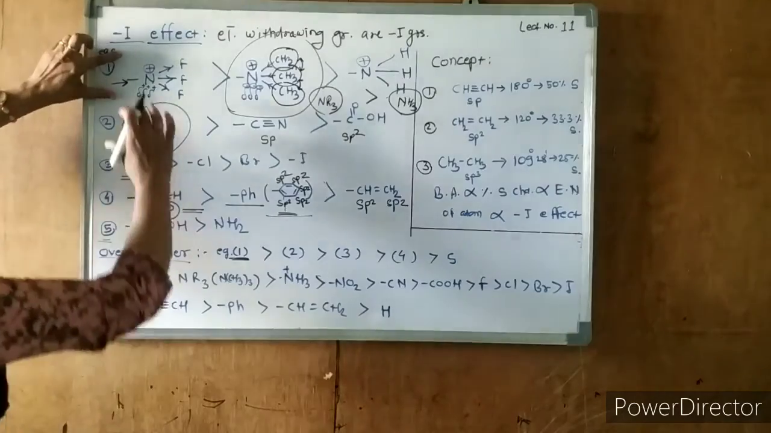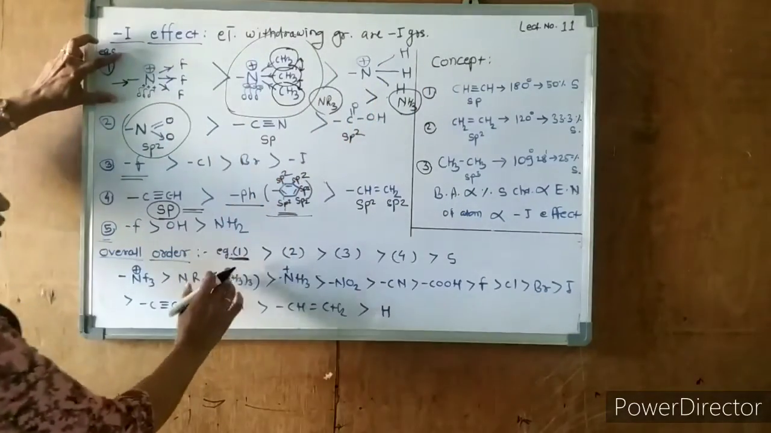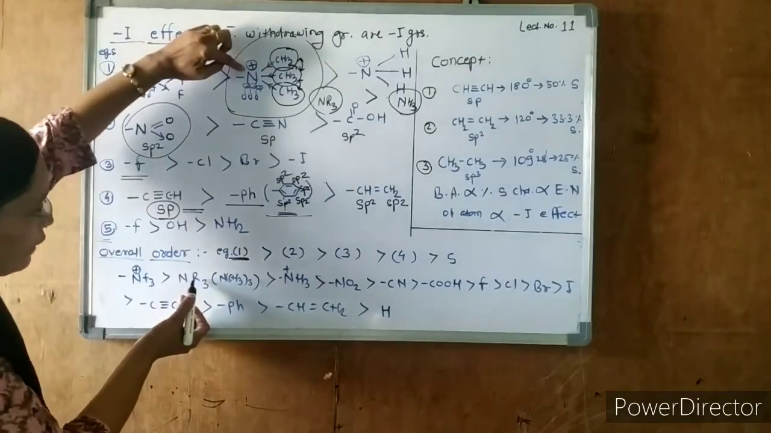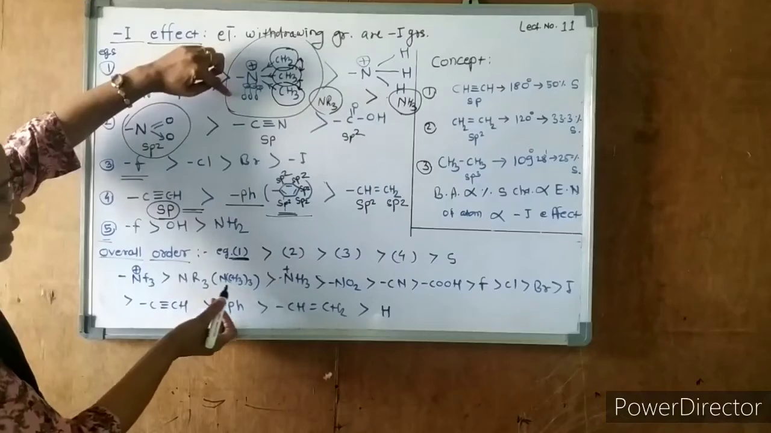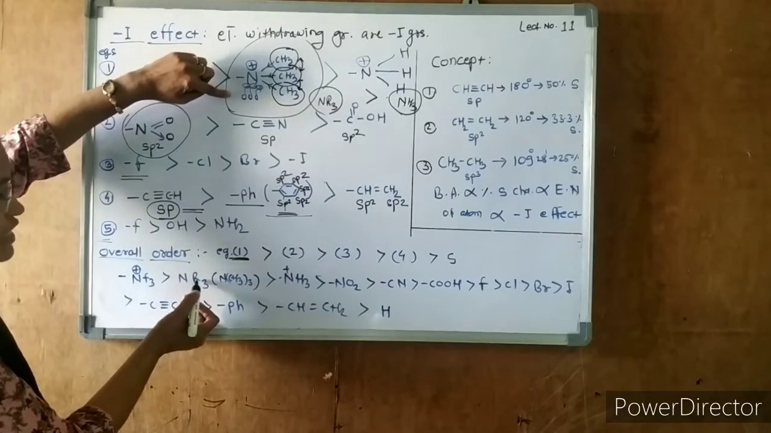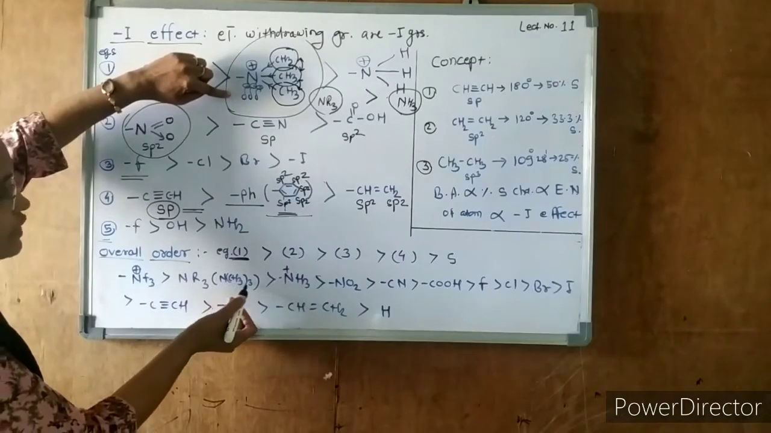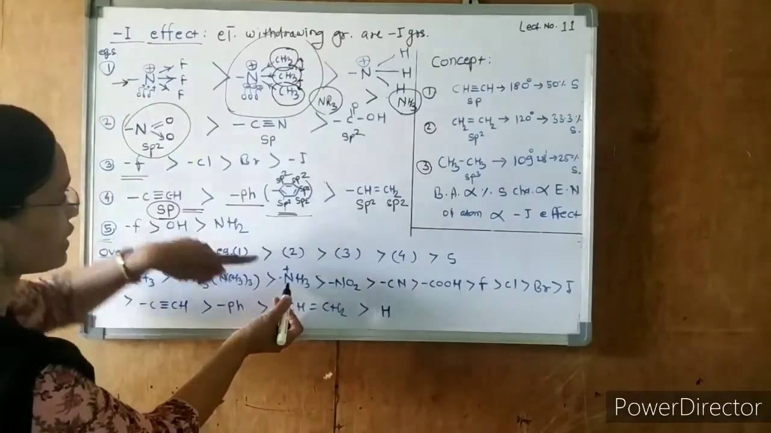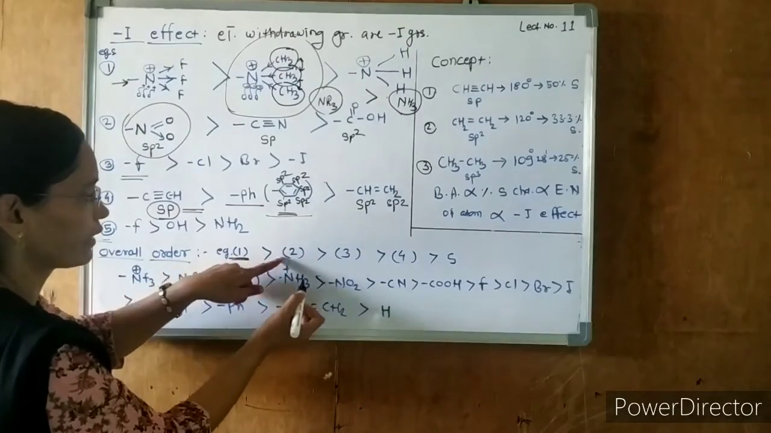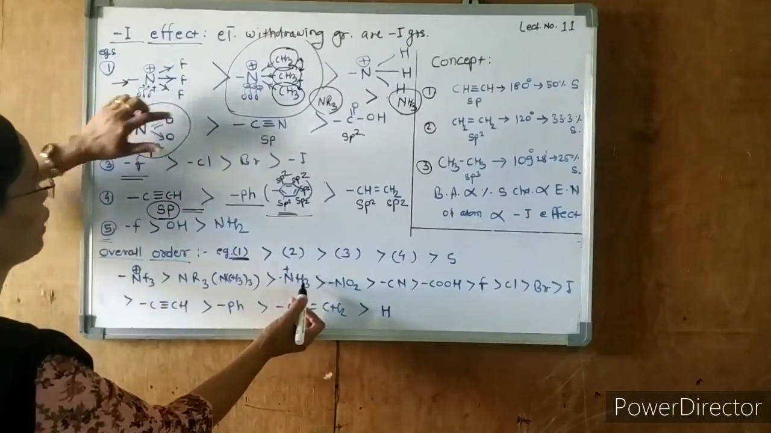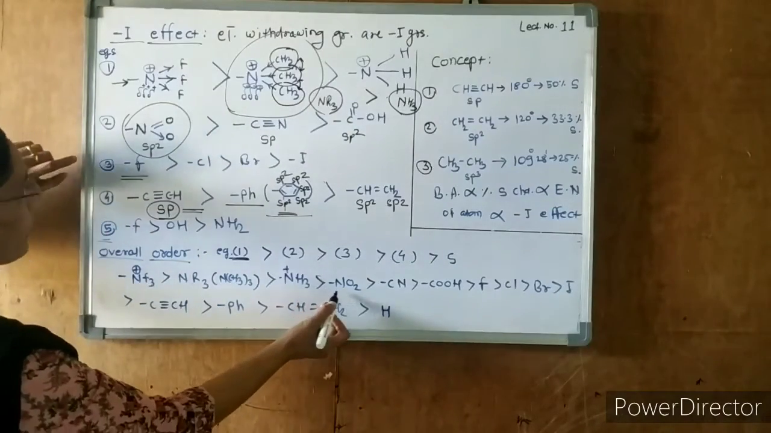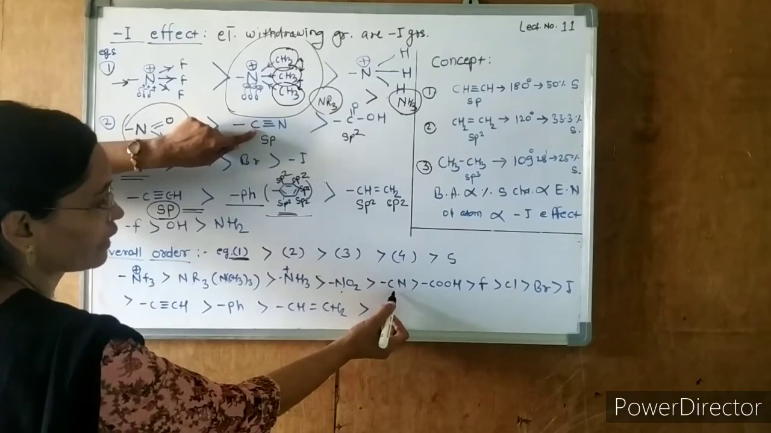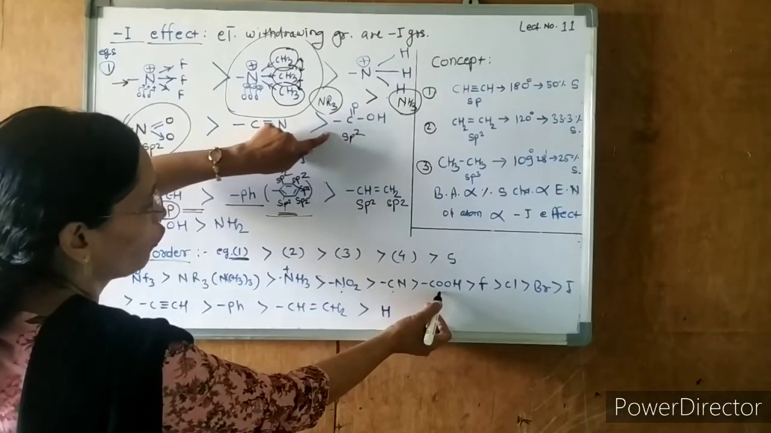Example number 1 means all the 3 groups in the first: NF3, then NR3, right? NR3 means N(CH3)3, where R means any alkyl group, then NH3. Then coming to the second after 1. Now take the second example. How many groups are there in the second? 1, 2, 3 groups. So try now NO2, after NO2 CN, that is a nitrile or cyanide, then the COOH group, right?